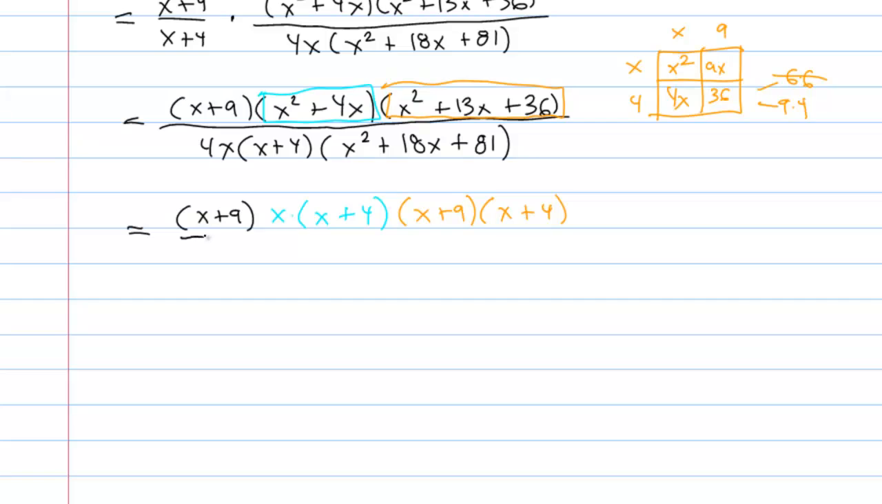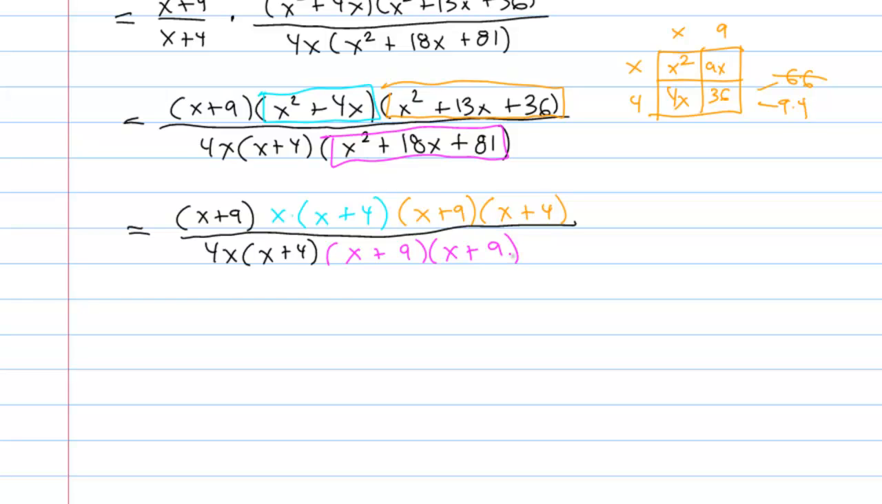All right, let's turn our attention now to the denominator. The first couple of terms, the 4x and the x plus 4, have already been factored. We also have a trinomial in the denominator, and with a little trial and error, you'll see that this factors into x plus 9 times x plus 9. So we've got the factorizations. Let me clean this up a little bit.